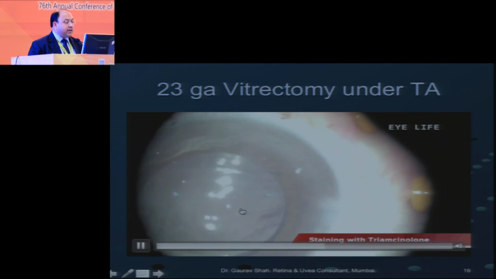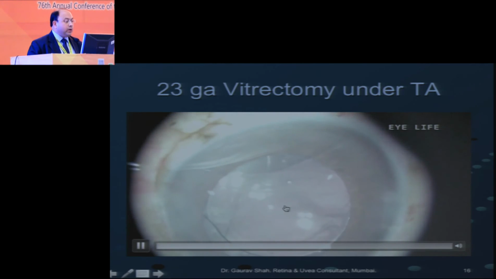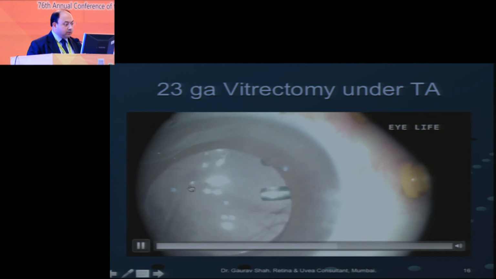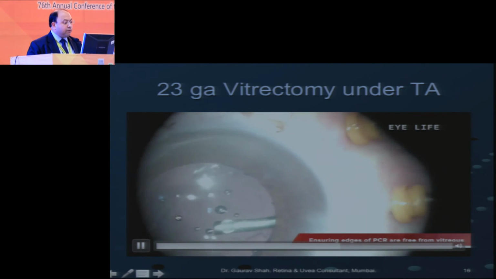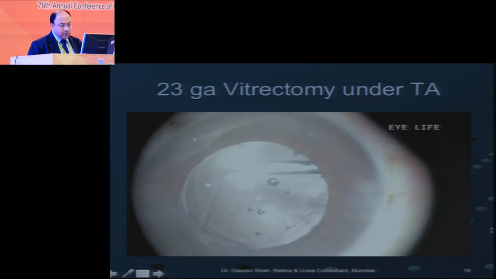Again, we can stain with dilute triamcinolone, recheck that the anterior vitreous is clear, and especially check that the edges of the PC rent are free from vitreous tags.